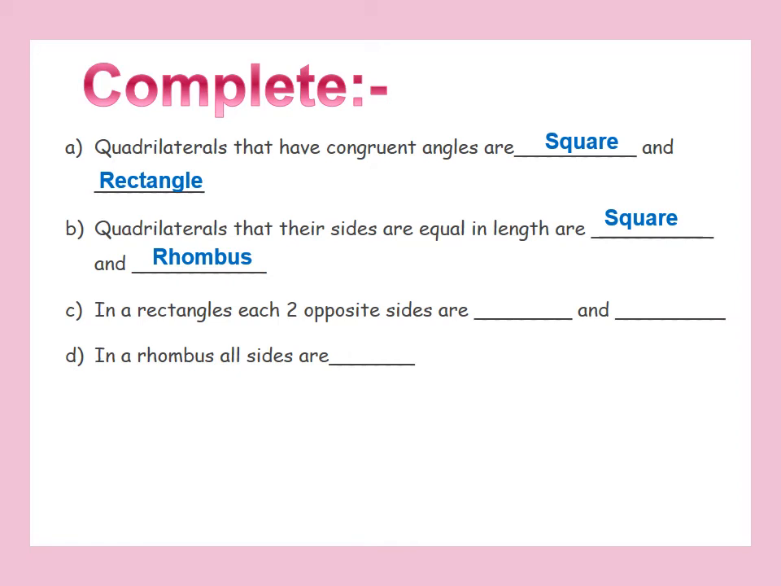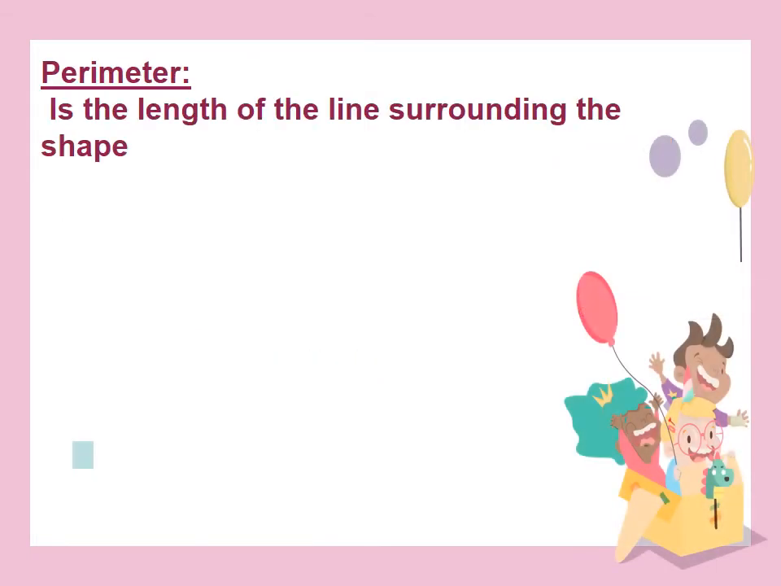Read the next. In a rectangle, each two opposite sides are what and what? Parallel and equal in length. In a rhombus, all sides are what? Equal in length. The next lesson, sorry.